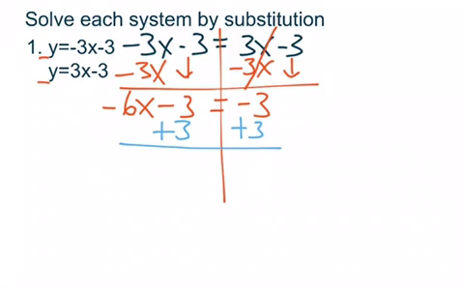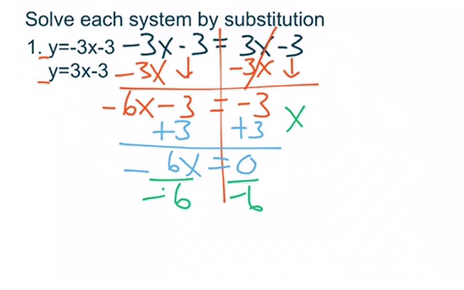This would give me negative 6x equals 0. The opposite of multiply by negative 6 would be to divide by a negative 6 on both sides. And of course, 0 divided by any number would be 0. So my x value would be 0.